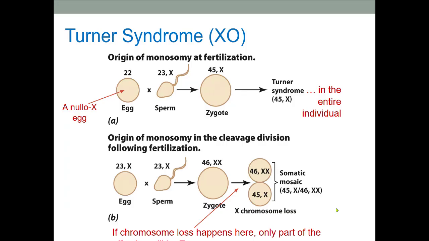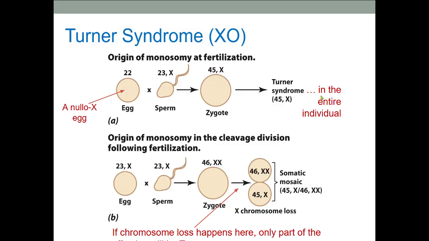Here's that picture of Turner syndrome. So if we had a null X egg, for instance, non-disjunction gave us a null X here. A normal sperm fertilizes that. That's an X sperm. And we get a 45,XO Turner syndrome. And you get the entire individual having that genotype.